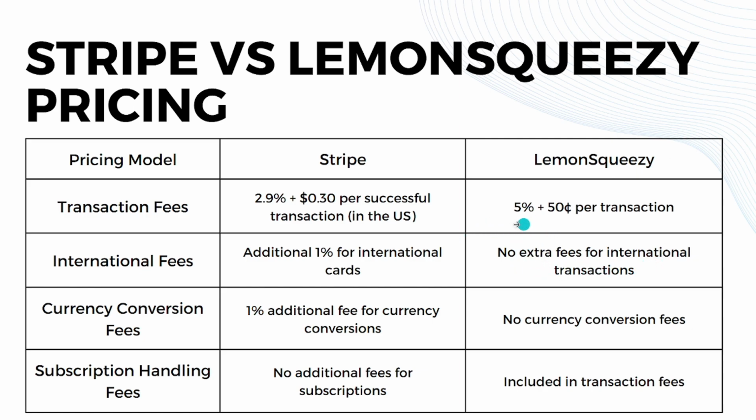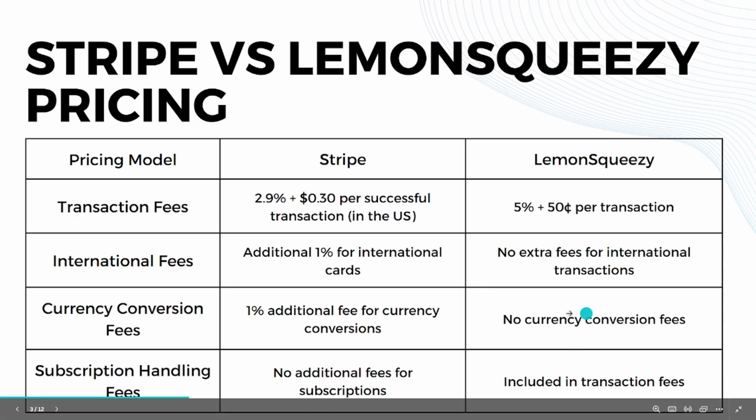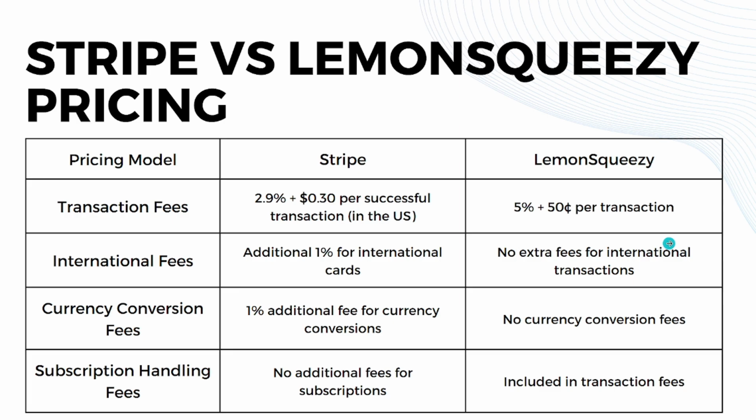So same thing, 5%. When it comes to currency conversion fees, Stripe will add another 1% fee for currency conversion, while Lemon Squeezy has no currency conversion fees. And lastly, for subscription handling fees, Stripe has no additional fees for subscriptions, while for Lemon Squeezy, the subscription handling fees are already included in the transaction fees. So that's it for the simple pricing comparison.